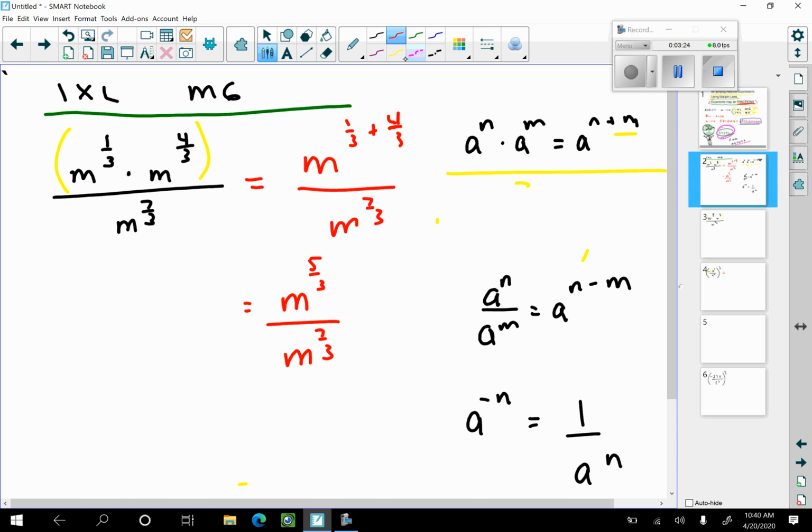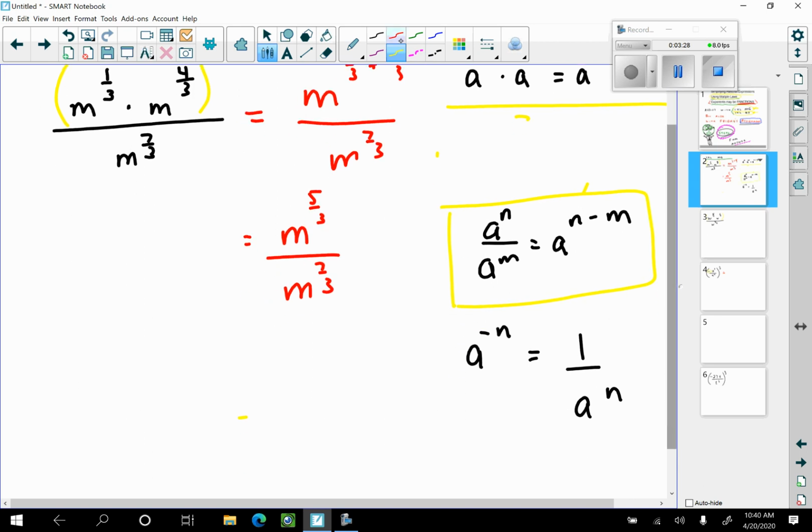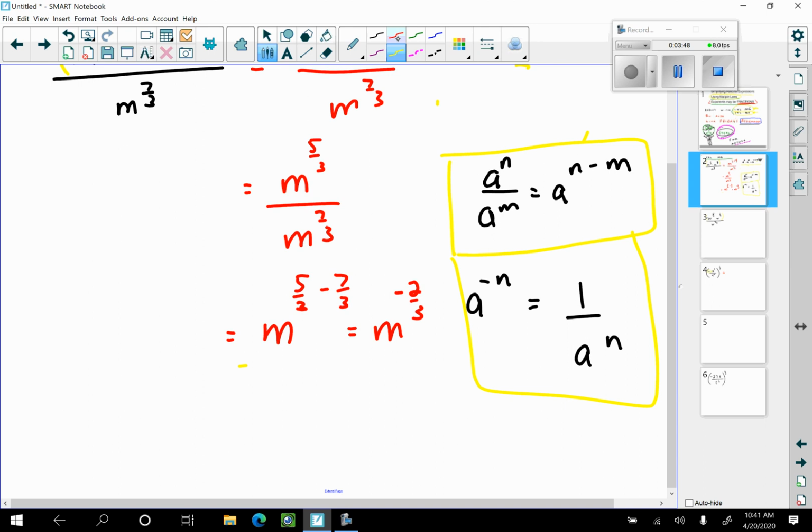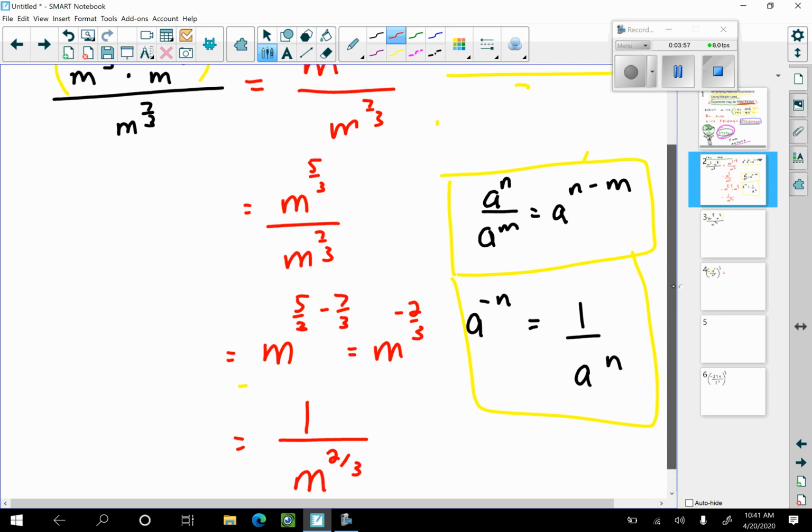What law am I going to use now? You betcha, I have it right here. I'm going to use this law, and that's going to say this is m to the 5/3 minus 7/3, which is equal to m to the negative 2/3. Now I'm going to use this law right here, and take those exponents and make them positive by writing it 1 over m to the 2/3. Alrighty, so that's example 1.